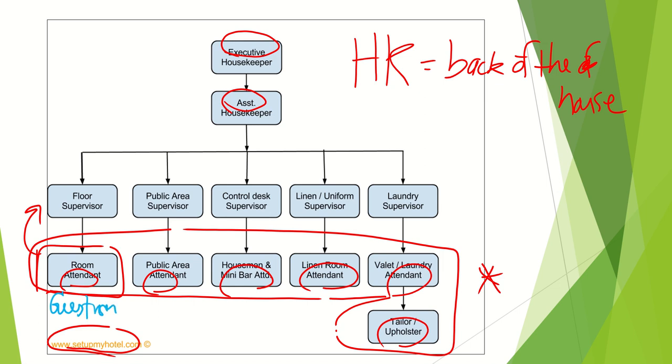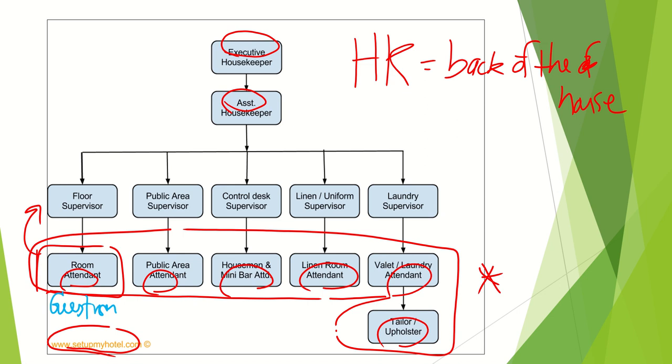Public area attendant is responsible for the cleanliness in all areas in the hotel except guest rooms. Public area can refer to the swimming pool, hotel facilities, fitness center, gym, spa, massage department, and the back of the house, like the HR department and engineering department. All departments are public areas. Both hotel staff and guests use them, so those are public areas.